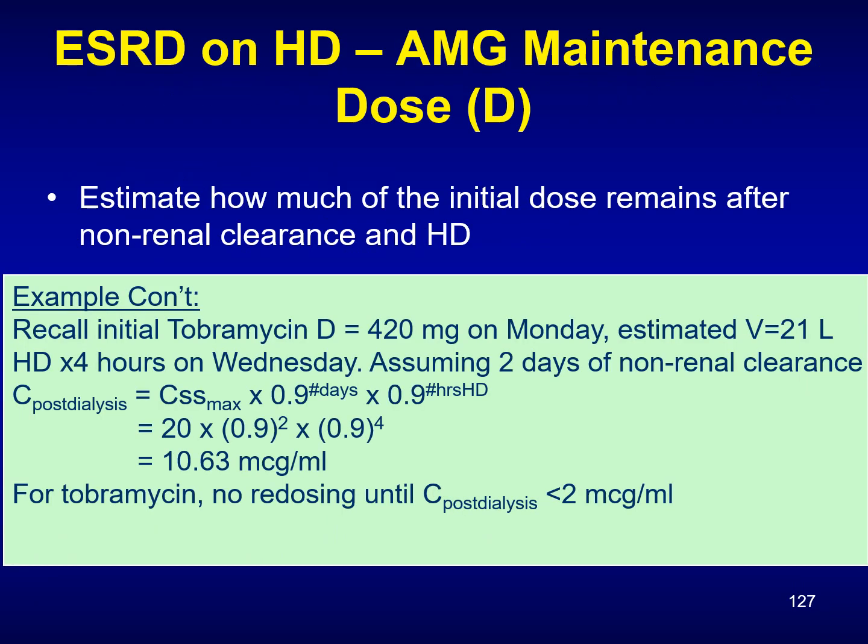To calculate a subsequent maintenance dose, we need to estimate how much of the initial dose is left after non-renal clearance and hemodialysis. So recall the patient received 420 milligrams of tobramycin on Monday with an estimated V of 21 liters. Then on Wednesday, the patient receives 4 hours of hemodialysis.